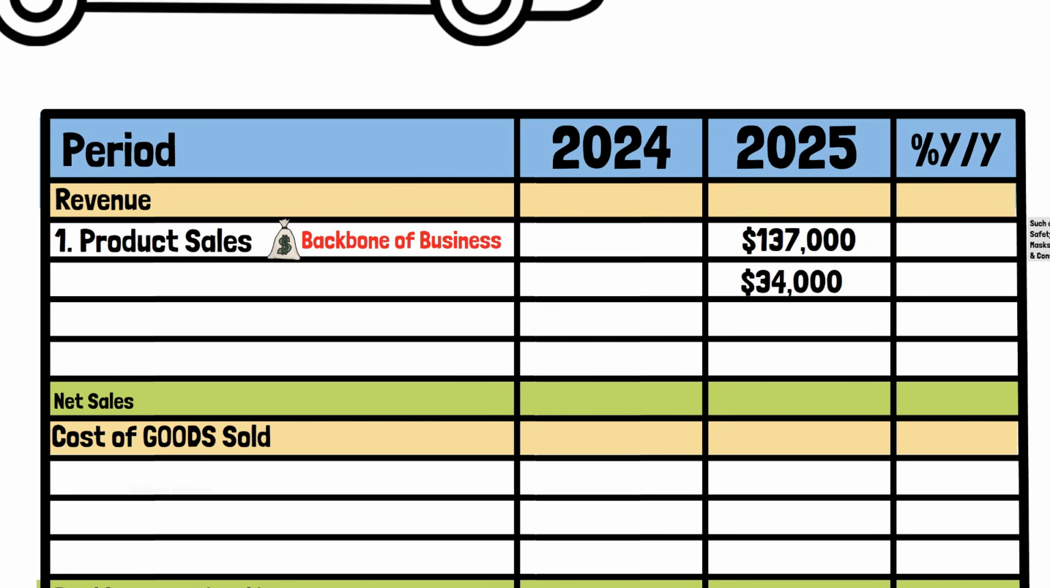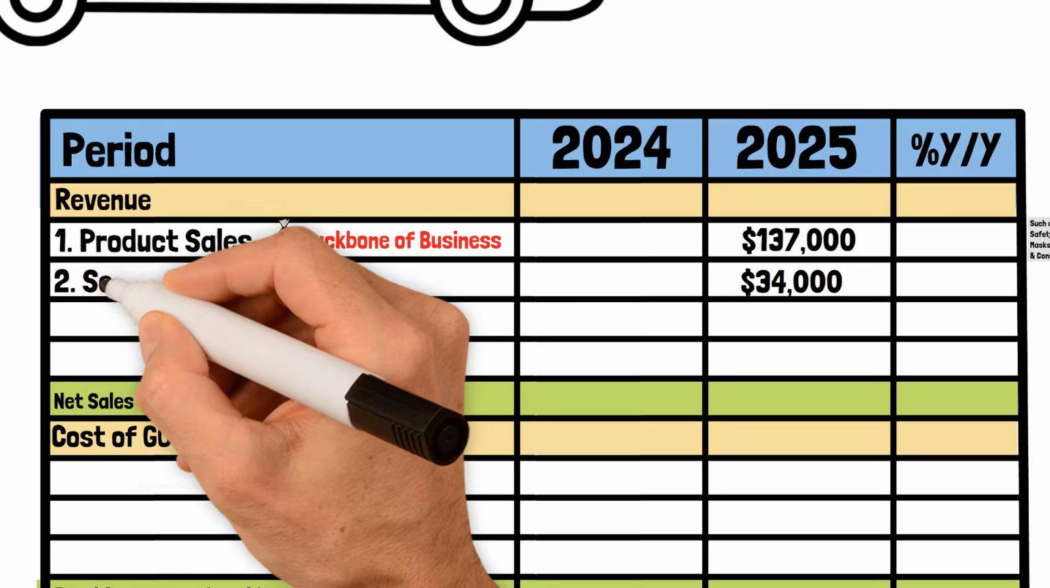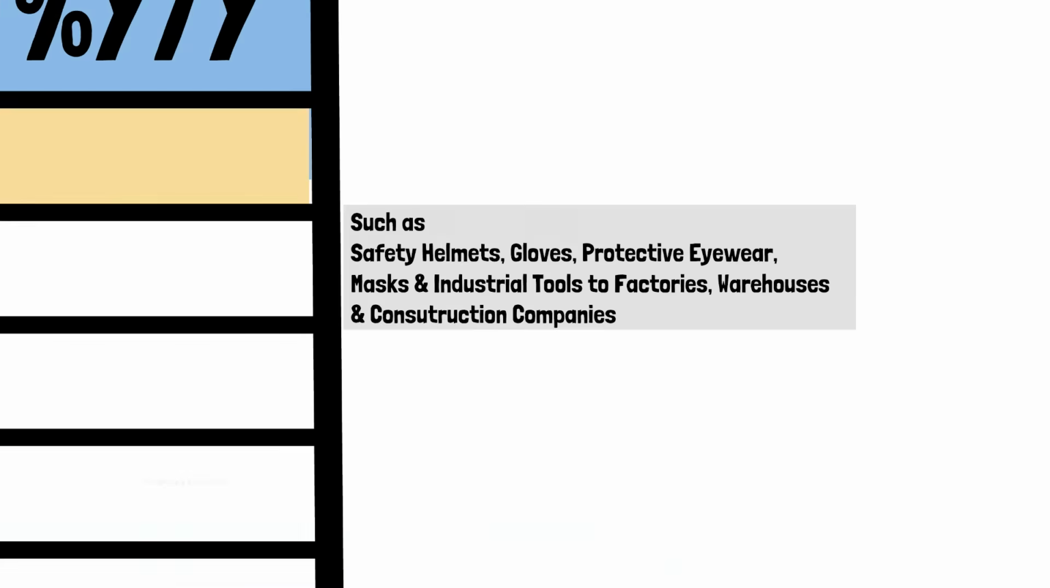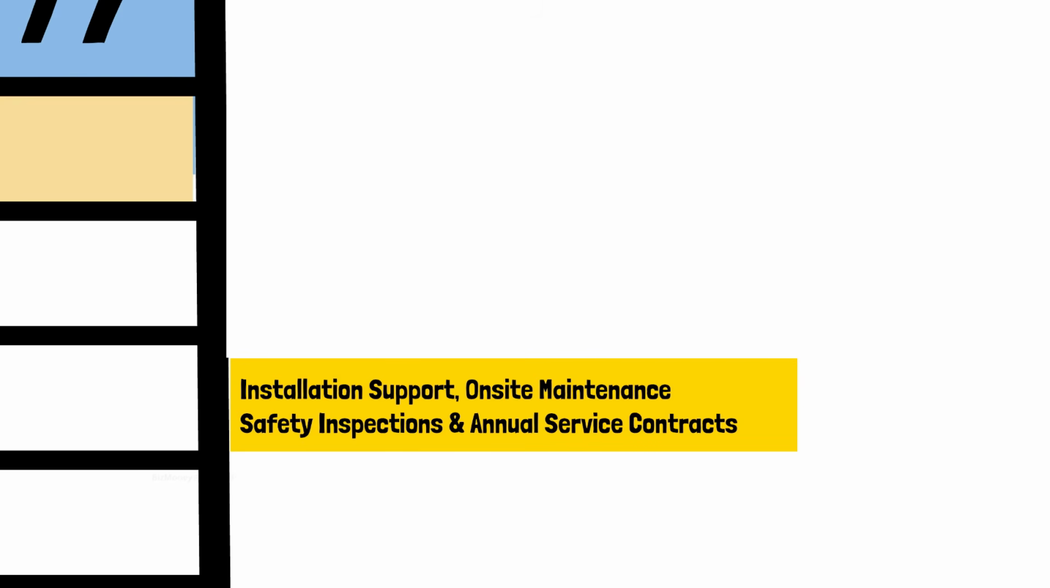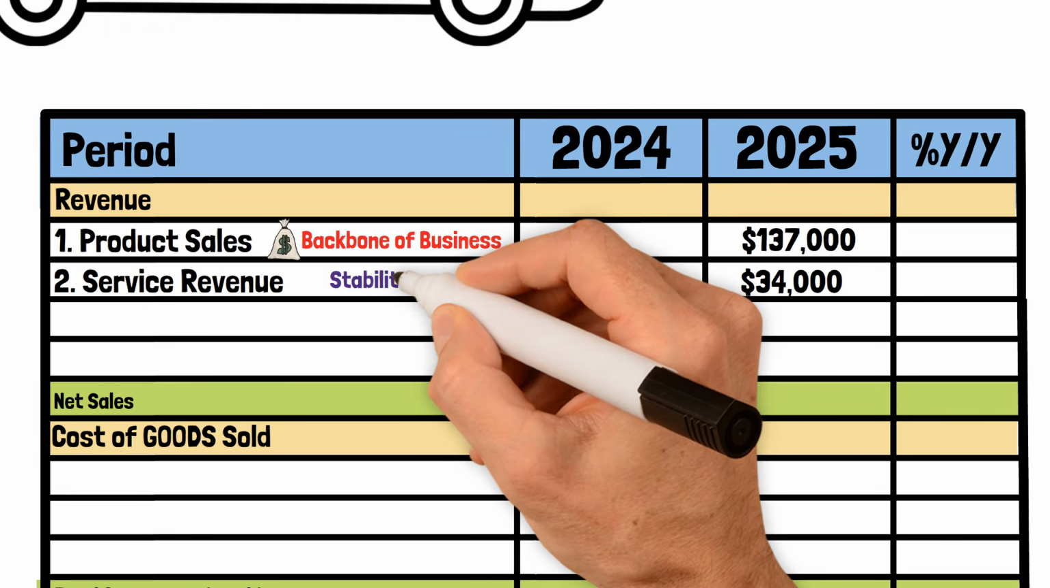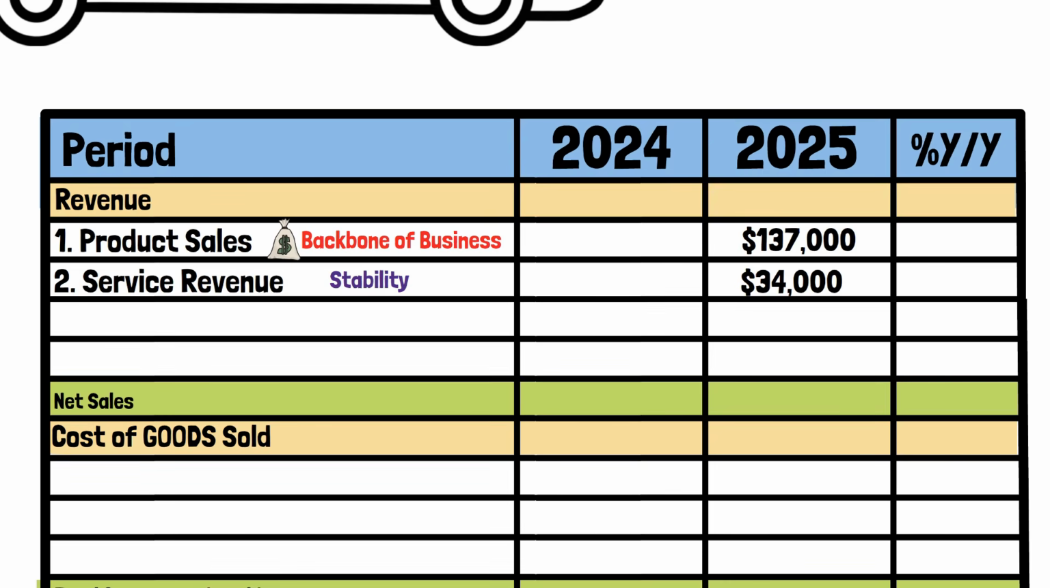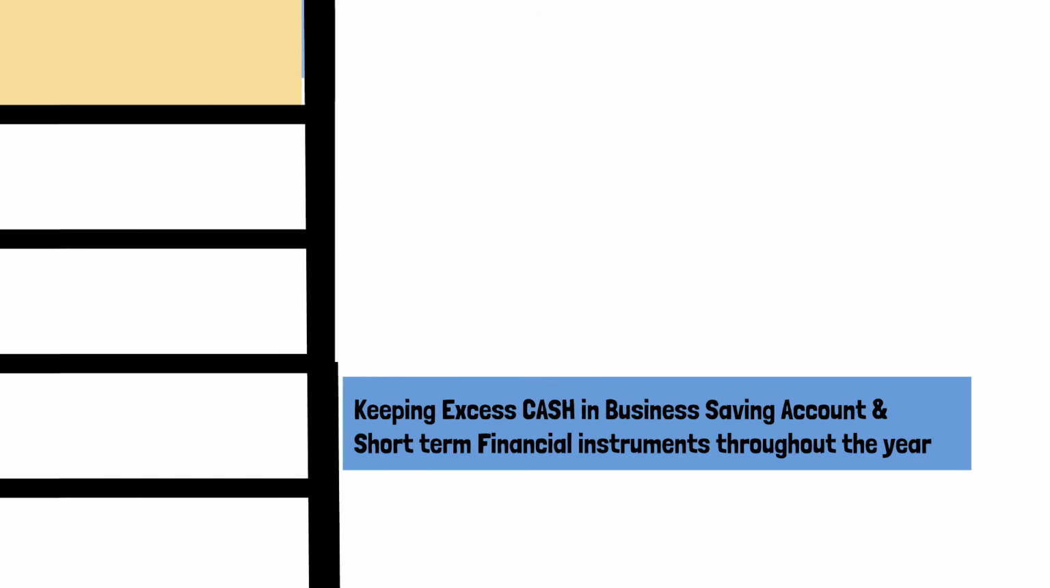Alongside product sales, the business earned $34,000 from service revenue. These services included installation support, on-site maintenance, safety inspections, and annual service contracts. Service revenue adds stability because it does not require buying physical inventory and usually involves time, expertise, and labor rather than materials. In addition to core business income, the company earned $17,000 as interest income by keeping excess cash in a business savings account and short-term financial instruments throughout the year.